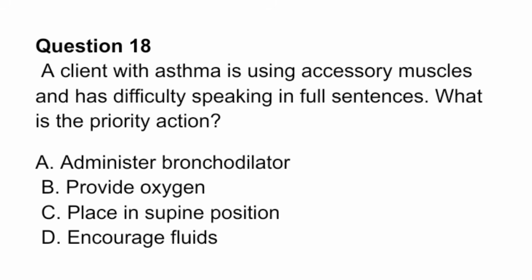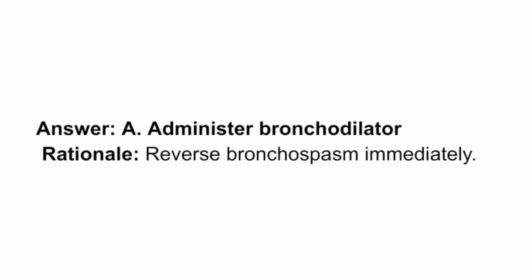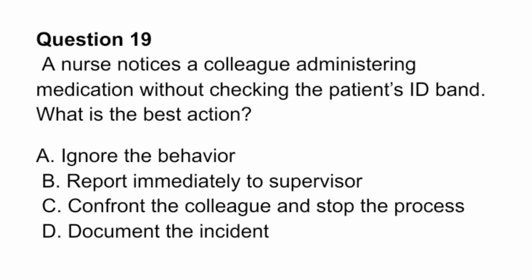Question 18. A client with asthma is using accessory muscles and has difficulty speaking in full sentences. What is the priority action? A. Administer bronchodilator. B. Provide oxygen. C. Place in supine position. D. Encourage fluids. Answer, A. Administer bronchodilator. Rationale. Reverse bronchospasm immediately.